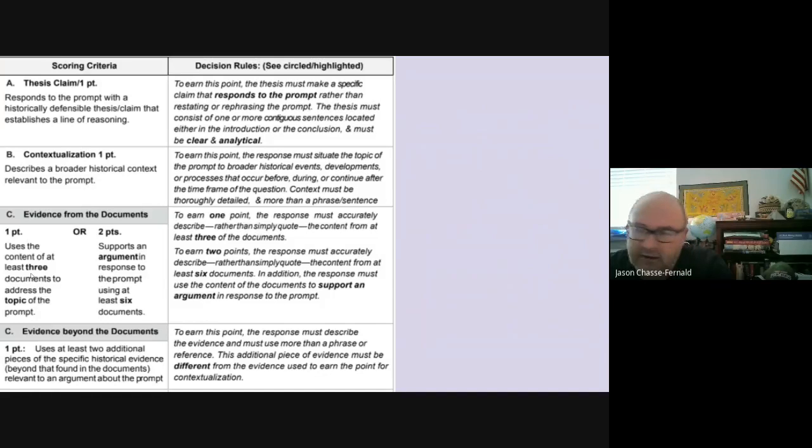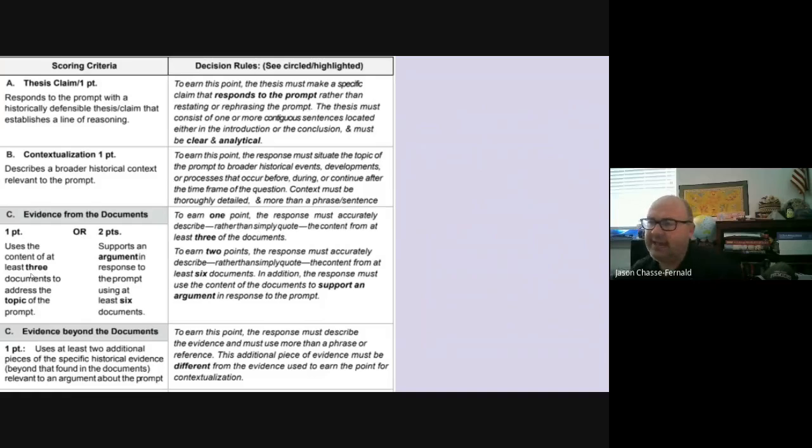So in order to earn that first document point, the bar is set. You have to use 3 documents to address the topic of the prompt. And that's good because if you notice, it doesn't say to support your argument, which means you don't have to earn the thesis point in order to get access to that first evidence from the documents point. So that makes that a pretty attainable bar for most students to be able to get, right? And remember, you really earn these points through your own explanations, your voice, your words. So really make sure you're developing this in your own words.